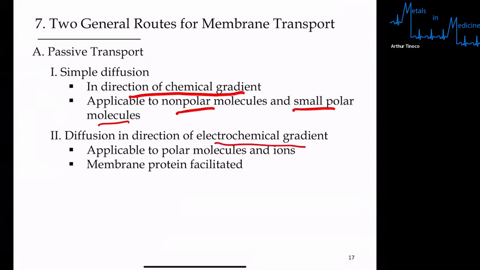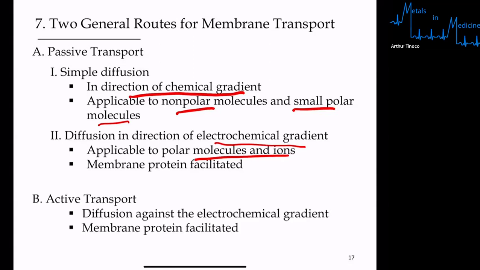That is in contrast to diffusion in the direction of the electrochemical gradient. Here, the polarization of the actual membrane is going to be important. It's applicable to polar molecules and ions, and it involves facilitation, so maybe there's some sort of membrane protein that's going to enable this process. Then you have what is known as active transport. Here, you're moving against the electrochemical gradient, in contrast to passive diffusion, and you have facilitation by some sort of membrane protein.